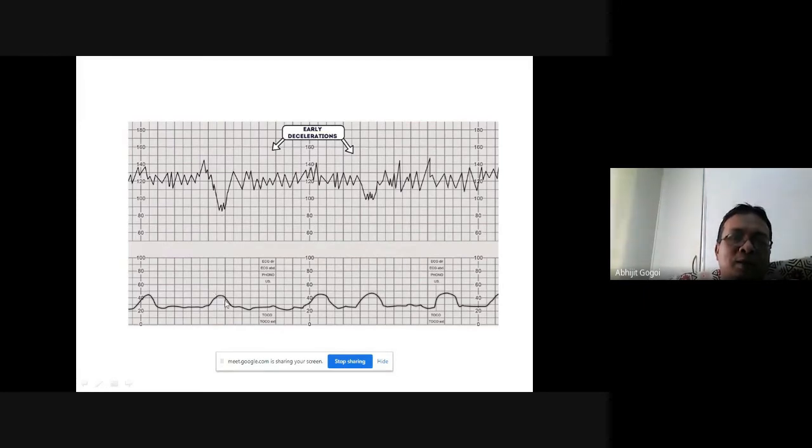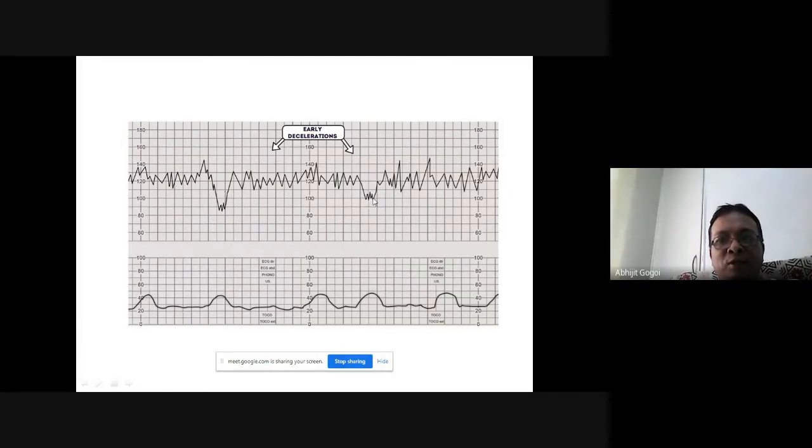So a deceleration following a uterine contraction is called early deceleration. Okay, early deceleration. It is falling at the time when the uterus is contracted. There is another contraction here, so another deceleration here when there is this contraction. Look, it's falling in a straight line. There are two decelerations in this whole strip, each falling at a uterine contraction.